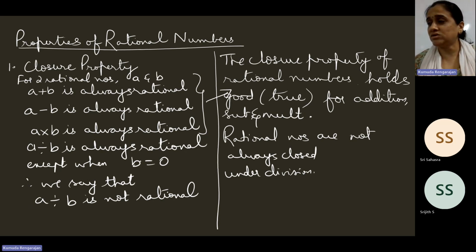Rational numbers are not closed under division, or the closure property does not hold good for division, but it holds good for addition, subtraction, and multiplication. All right, this is about the closure property.